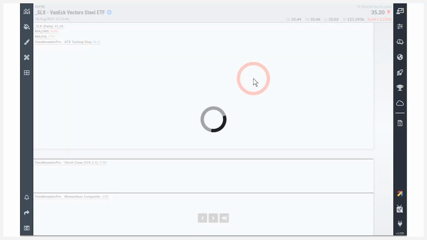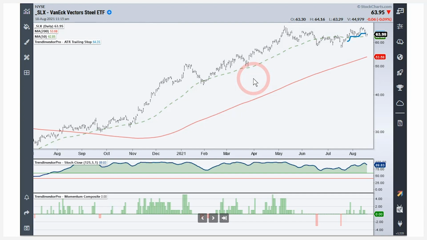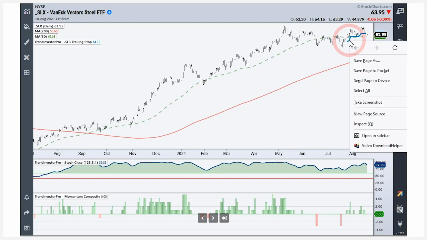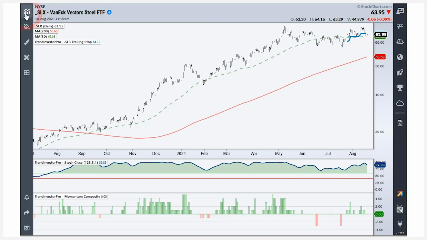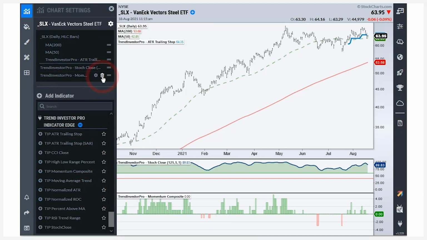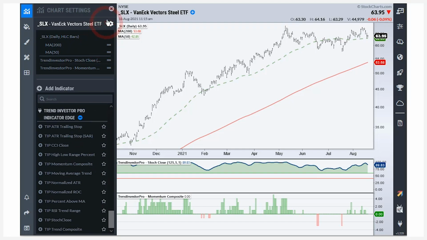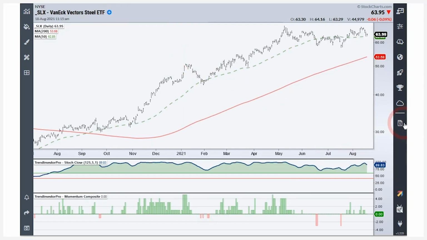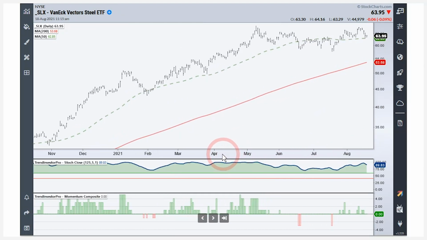Now, another one I want to show you is SLX, the Steel ETF. That is another one that was highlighted. I've got the ATR trailing stop on there, but you don't always need the ATR trailing stop when you have a clear level to watch. So I'm going to go ahead and remove it, go over and just put on that little trash can there and close it.